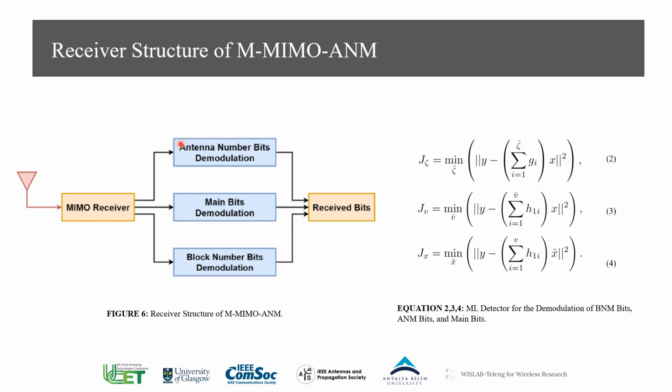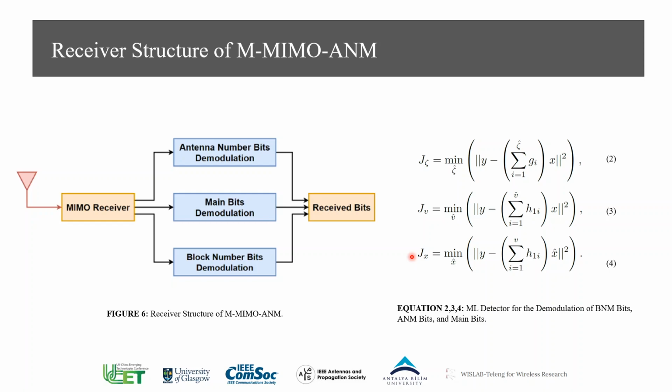So you see these ML detector formulas in equations 2, 3 and 4. Equation 2 is for the demodulation of the block number bits. Equation 3 is the ML detector for the demodulation of the antenna number bits, and equation 4 is the ML detector for the demodulation of the main bits.